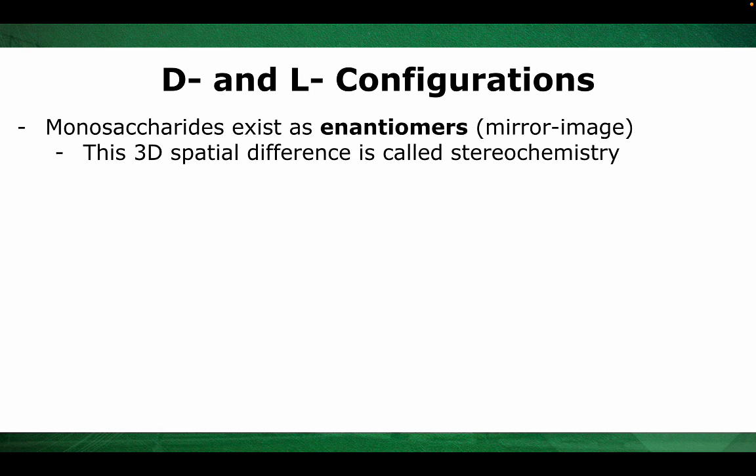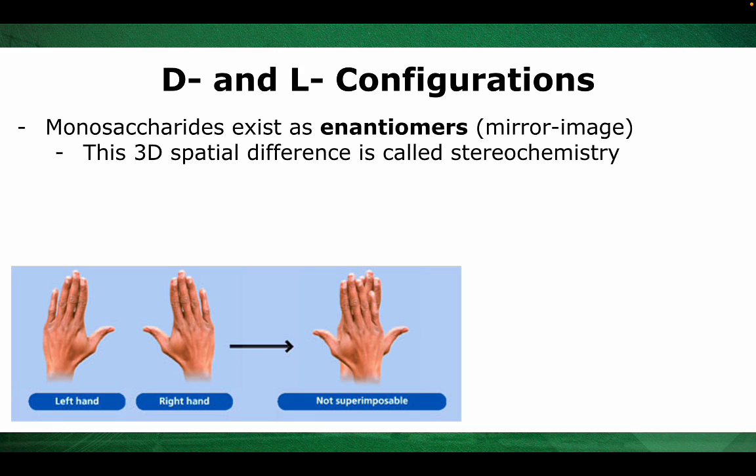their 3D orientation in space. Now, monosaccharides can exist in 2 forms, the D and the L configuration. You can imagine this like your right and left hands. They are mirror images of each other, but not exactly the same. You can't lay your right hand perfectly over your left hand. That's exactly what these sugar molecules are like.